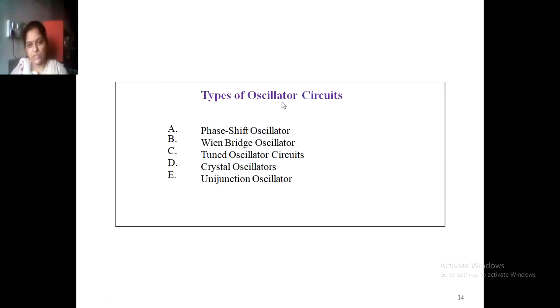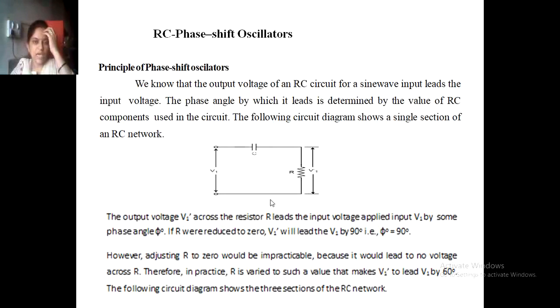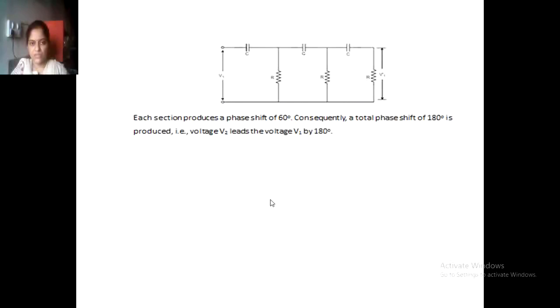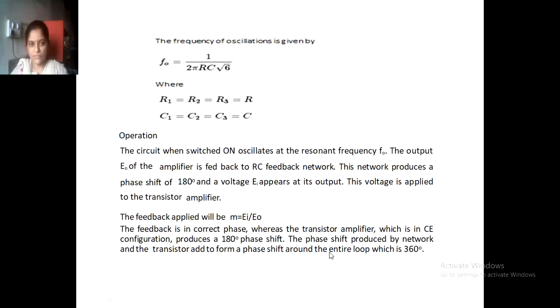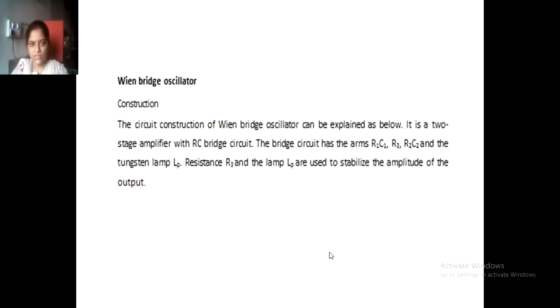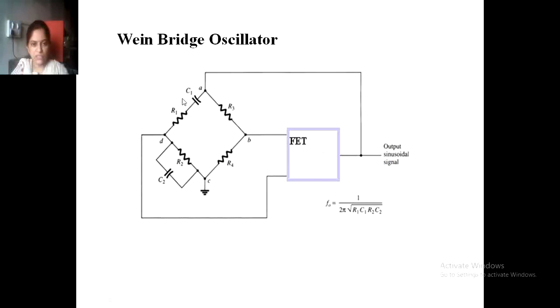Then we saw the types of oscillators: phase shift oscillator, Wien bridge oscillator, and tuned oscillator circuits. In that we saw the Colpitts oscillator and Hartley oscillator, and the crystal oscillator and unijunction oscillator are remaining. The RC phase shift oscillator uses resistors and capacitors in the feedback circuitry. Then the Wien bridge oscillator uses 4 arms, and there too capacitor and resistor combinations are used.